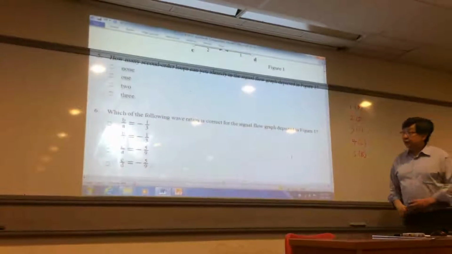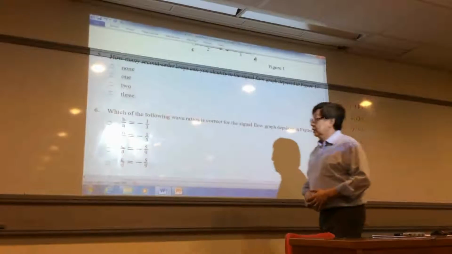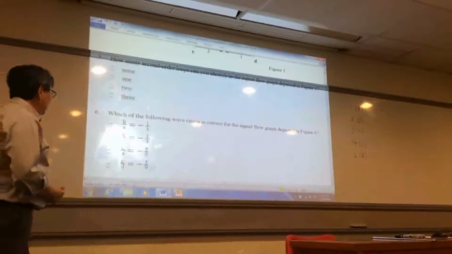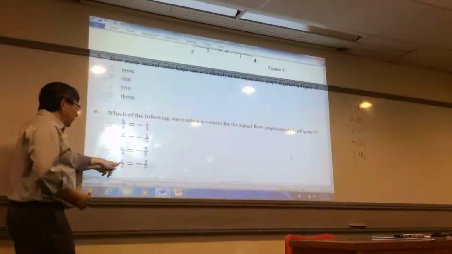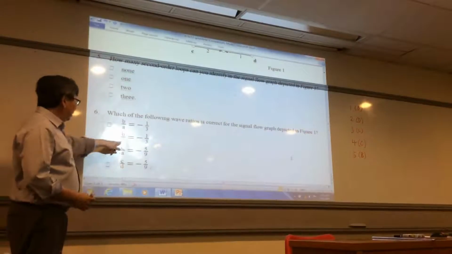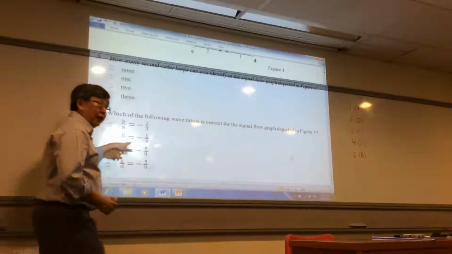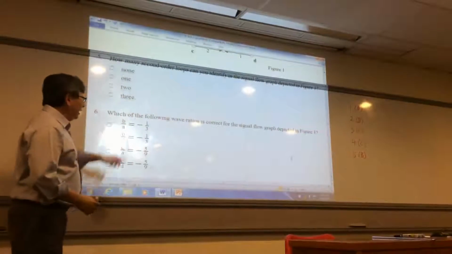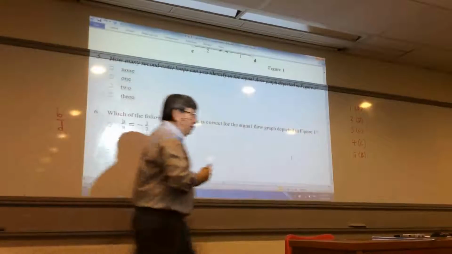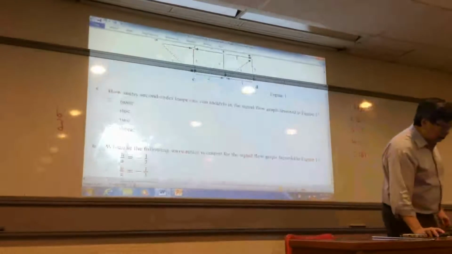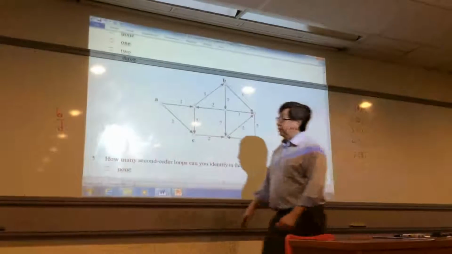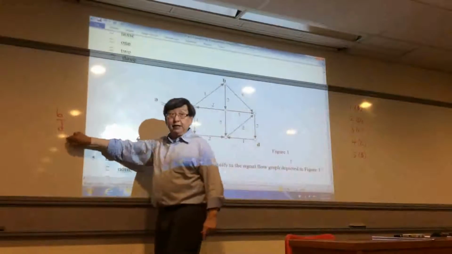For this one here, straight away you should be able to deduce that this and this are inadmissible. They are inadmissible because the denominator is D. If you want B over D, you must find a path that goes from D to B. If you want D over B, you must find a path from D to B.